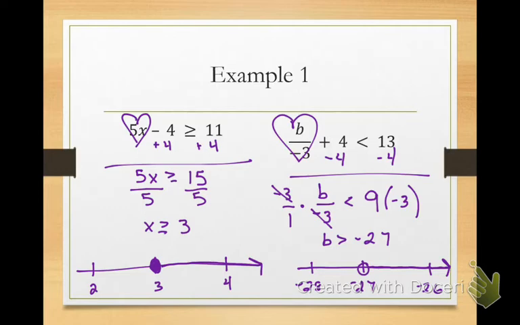So what is this saying? All numbers greater than negative 27, if I plugged it back in, would make the inequality true. That's what I'm saying when I list my solution and when I graph my solution.